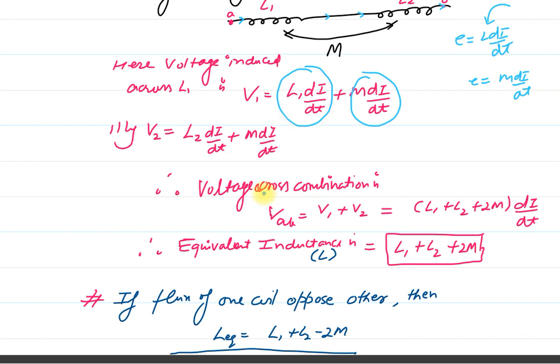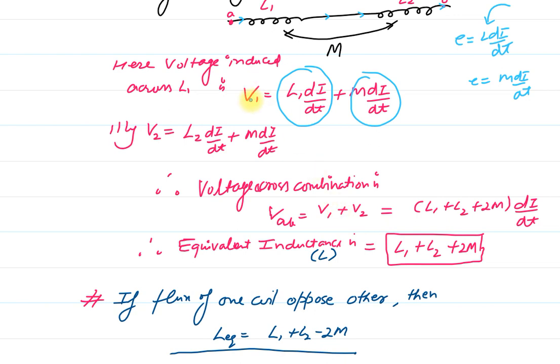The total voltage across this combination of the two coils is V1 plus V2, and we have the expressions for V1 as well as V2. So V1 plus V2 comes as (L1 plus L2 plus 2M) into di by dt. This is the expression for VAB across the combination. This expression, L1 plus L2 plus 2M, is the equivalent inductance. Because of this interaction, the term 2M is inserted into the expression L1 plus L2. So when the coils are interacting, the equivalent inductance is L1 plus L2 plus 2M, where M is the coefficient of mutual induction.